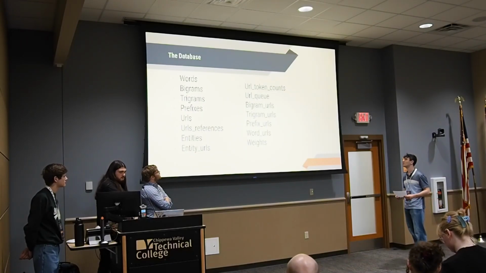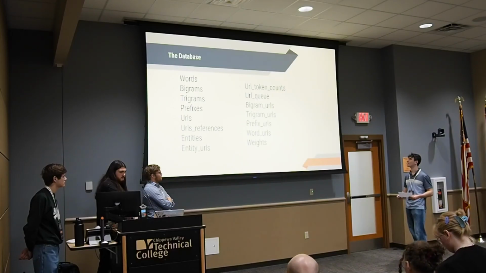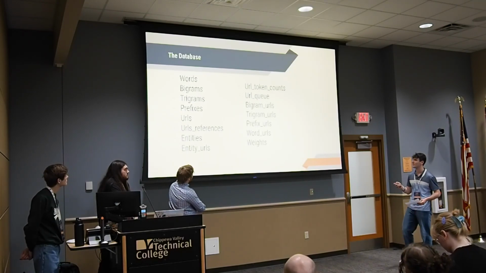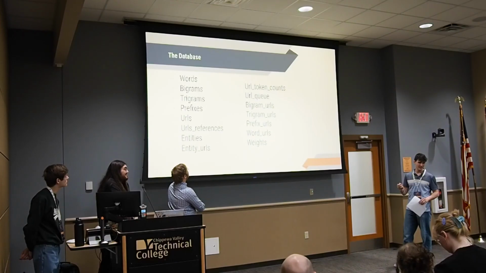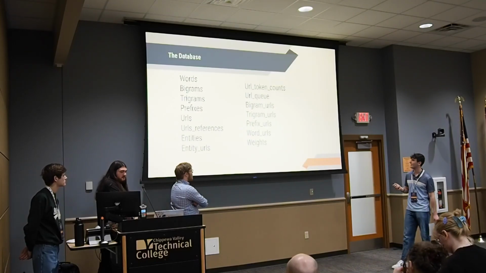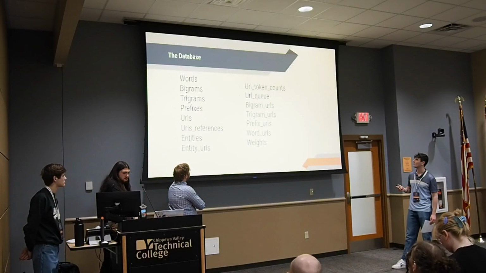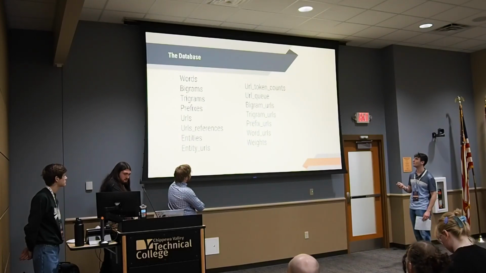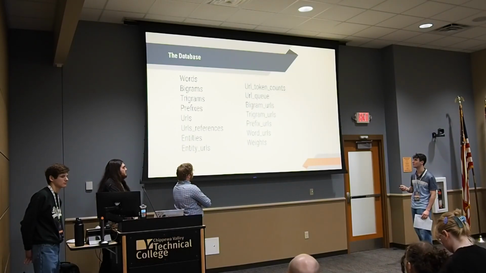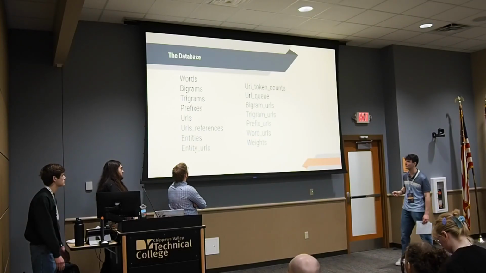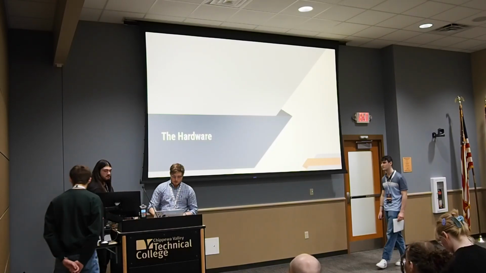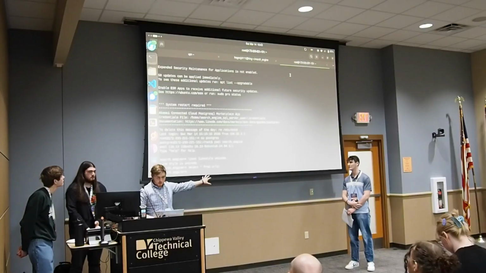URL token counts: the number of places per URL, so the number of files on the tracker. And then we've got bigram URLs, which matches the bigrams to the URLs, and then the total weight. So this is the database.